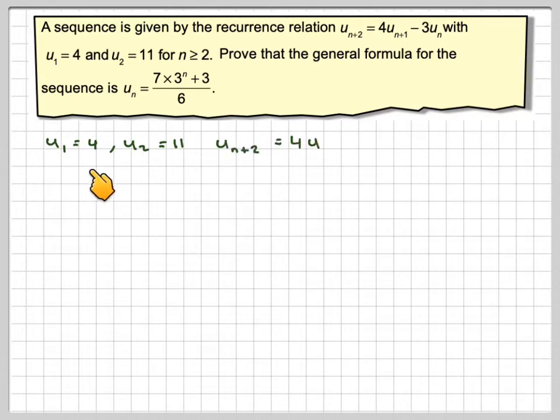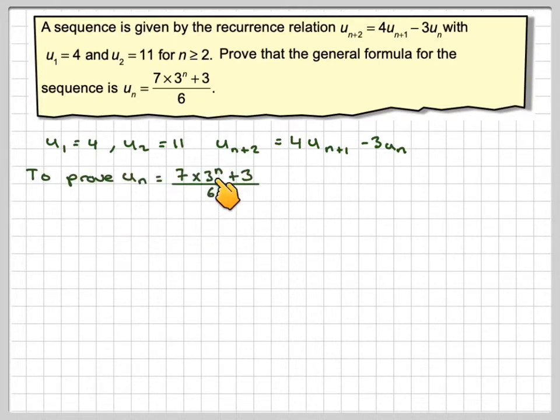So we've got u_1 = 4, u_2 = 11, and u_{n+2} = 4u_{n+1} - 3u_n. Right, so what we've got to prove is u_n = (7 × 3^n + 3)/6. So we've got to prove it true for n = 1.